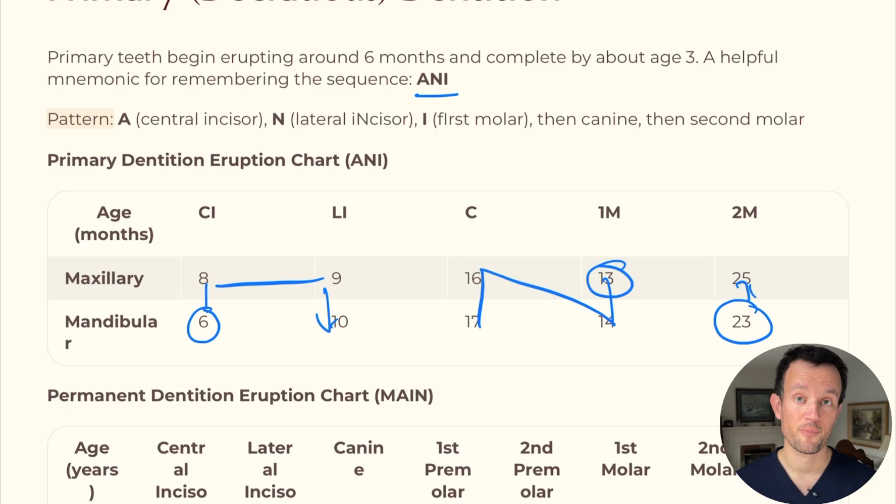I would write this out right before the board exam to help me remember. As soon as the board exam starts, I write this out anywhere I can just so I have the eruption dates there. Because you get a lot of questions saying, how old is this person? And you're expected to know based on looking at a picture, oh, look at the teeth erupting there. I think they're this old.